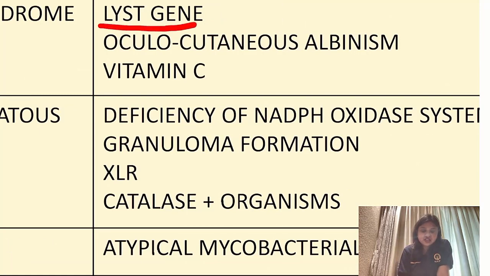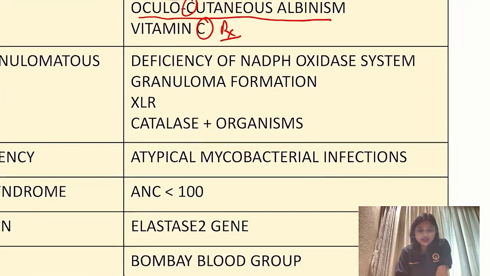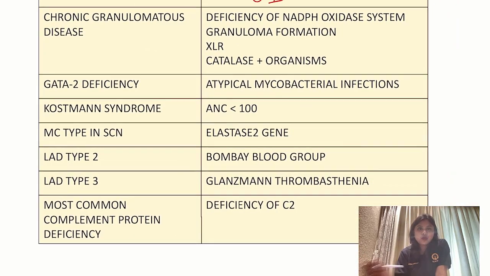And in Chediak-Higashi syndrome, we are going to have oculocutaneous albinism, and vitamin C is used in the treatment. So remember an overload of C. Chediak-Higashi, oculocutaneous albinism, and vitamin C used as therapy. Now, the second one is chronic granulomatous disease. As the name suggests, granulomatous disease. That means there is granuloma formation.